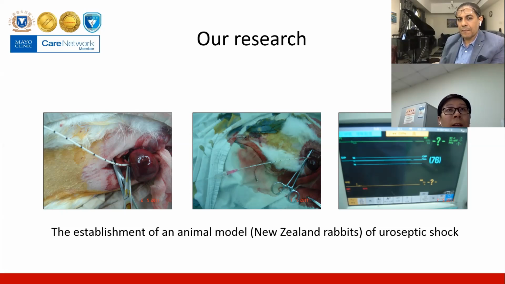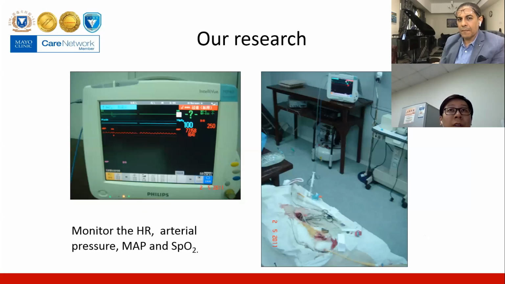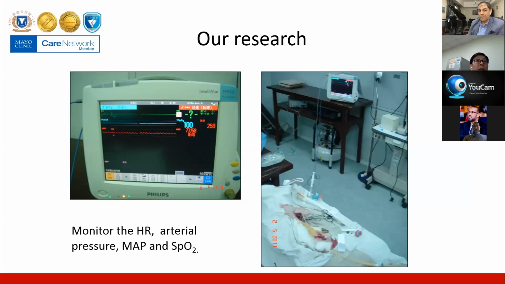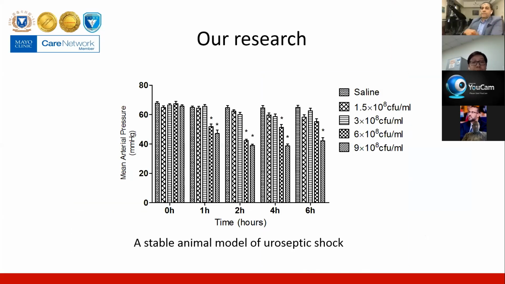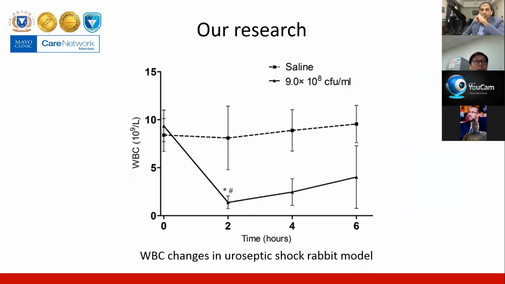Then we monitored the heart rate, arterial pressure, mean arterial pressure, and oxyhemoglobin saturation of the rabbit. This rabbit model was stable and stably had urosepetic shock, and then we tested the blood of the rabbit. Two hours after renal pelvic injection of the E. coli solution, we noted a statistically significant decrease from preoperative values in the white blood cell.